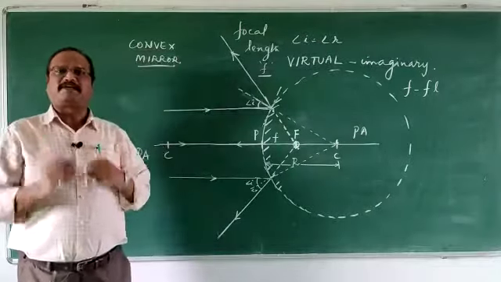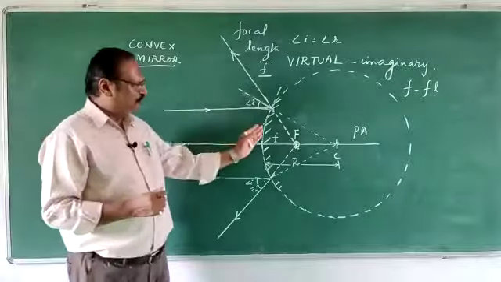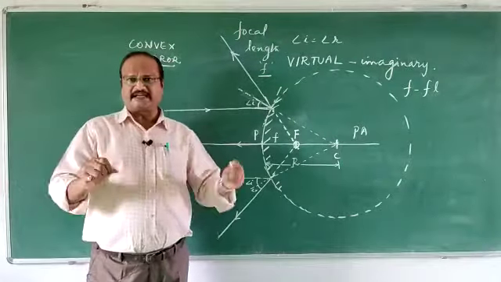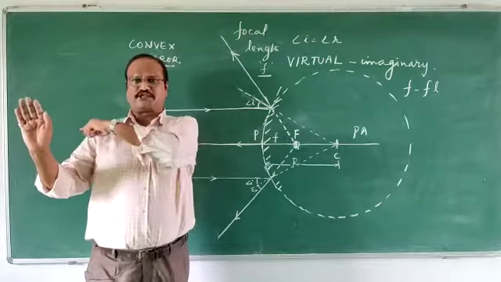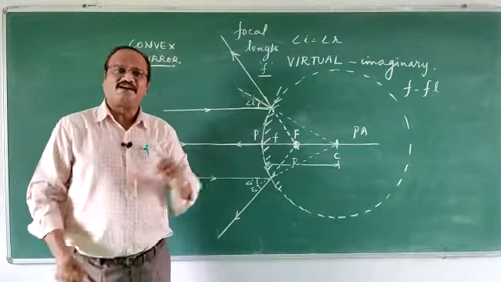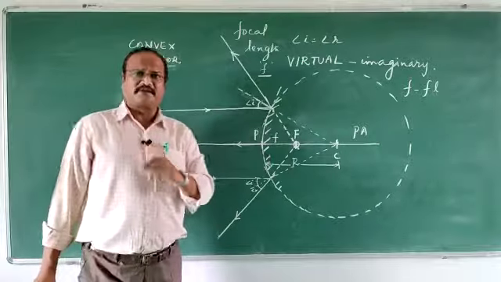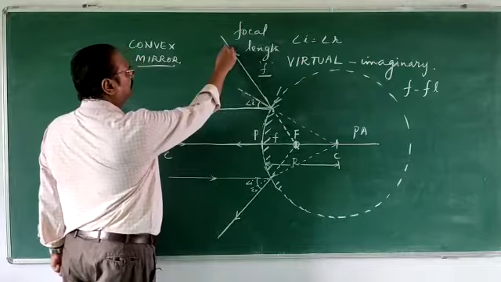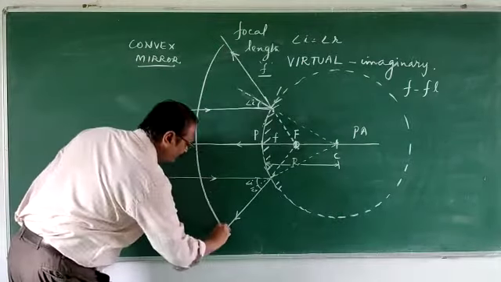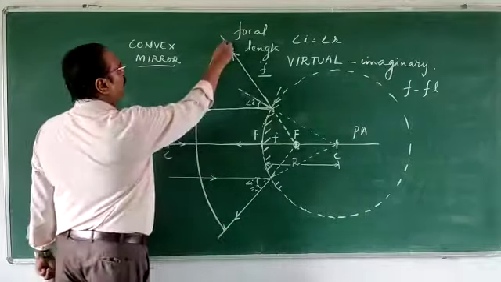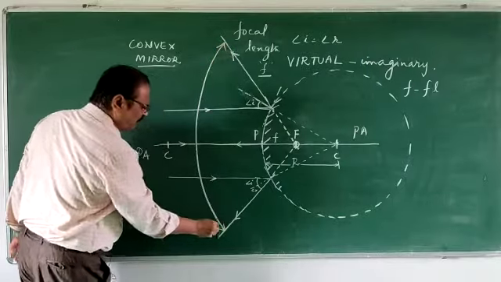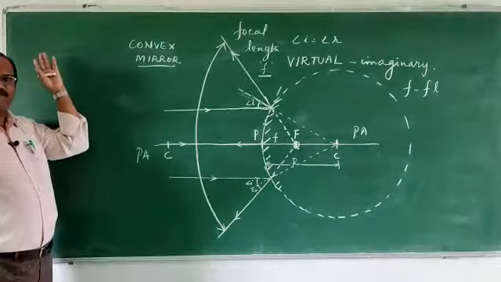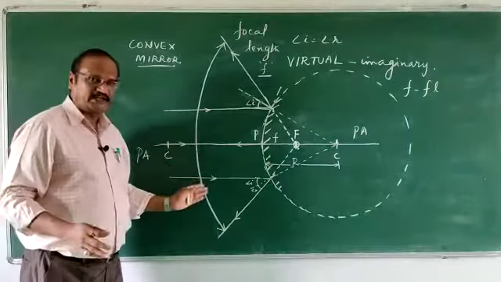Let me tell you one application. Where do you use this mirror? In car rear view mirrors and bike rear view mirrors, what you see at the back, all these mirrors are convex mirrors. Why? Because an object is coming from behind. The field of view is larger, so I can see more of the objects coming from the back. That's why I use it.